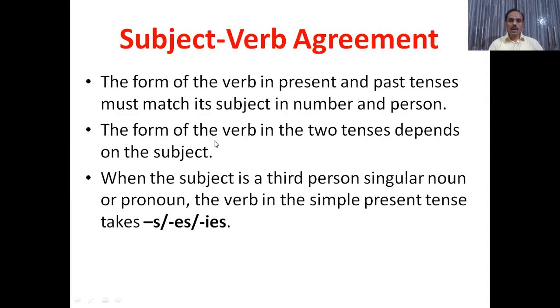That means the form of the verb in the two tenses, present and past, depends on the subject. For example, run or runs, or eat or eats or ate. Whether we have to put run or runs in the present tense, it depends on the subject. Whether we have to put was or were in the past tense, again, it depends on the subject.